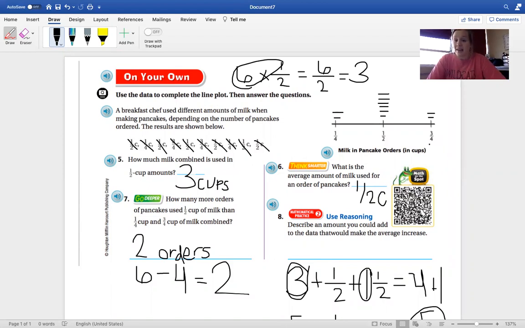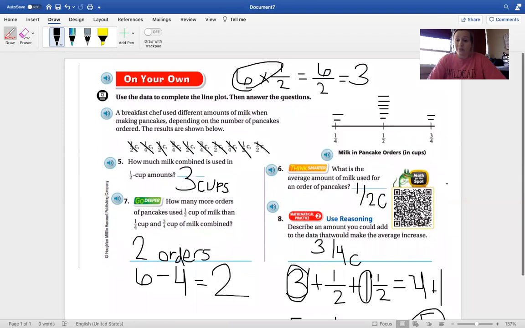But from what we have, we would have had to add something larger than 1/2 to help our average go up from 1/2. So we could have added 3/4 cups, as an example. You could have also put a fraction that was greater than 3/4. But since we had 1/4, 1/2, and 3/4 that the chef was using, we wanted to stay within those numbers for this problem specifically.